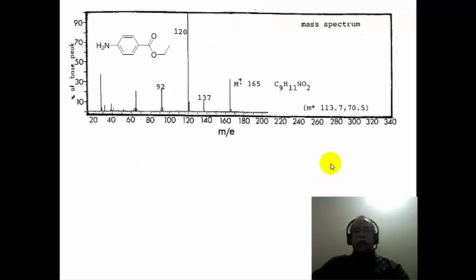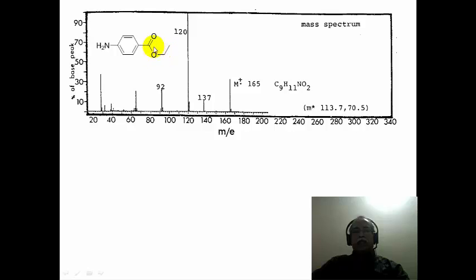Now let us try to analyze this particular spectrum. The spectrum corresponds to para-amino ethyl benzoate. Para-amino ethyl benzoate is a painkiller, and this mass spectrum corresponds to the electron impact ionization mass spectrum of this particular compound. The molecular formula is given as C9H11NO2, and the structure of the compound is also given here. If you look at the mass spectrum, the fragmentation corresponds to the loss of 45 to give a mass at 120, and the loss of 28 corresponding to a mass at 137.